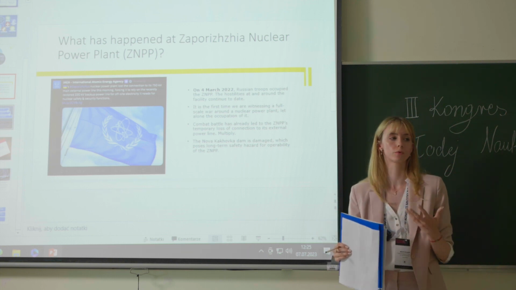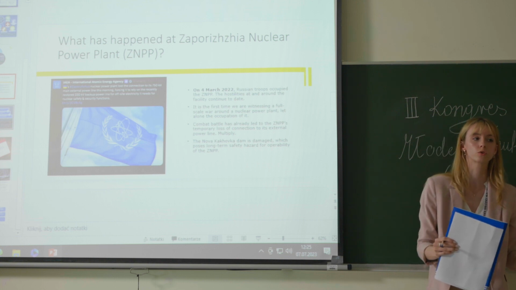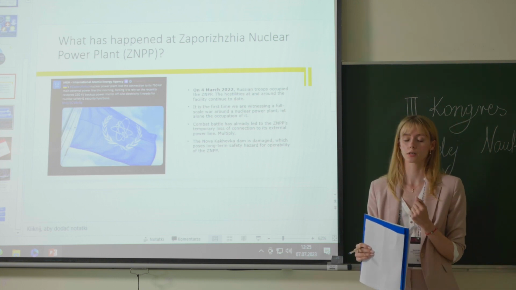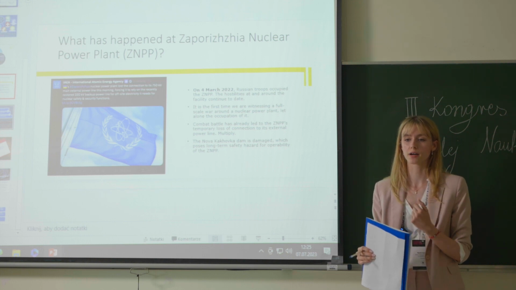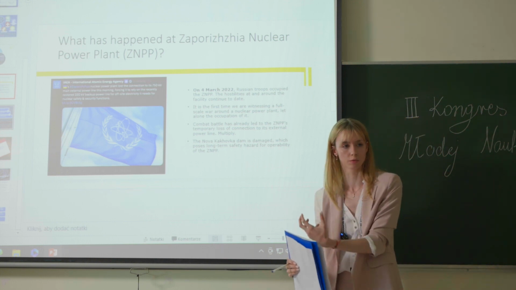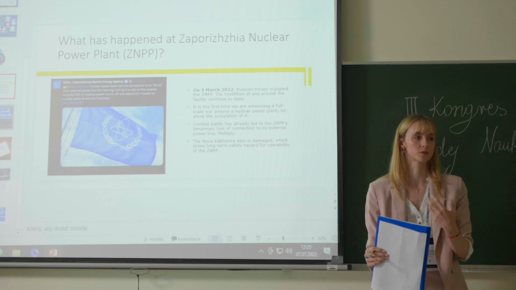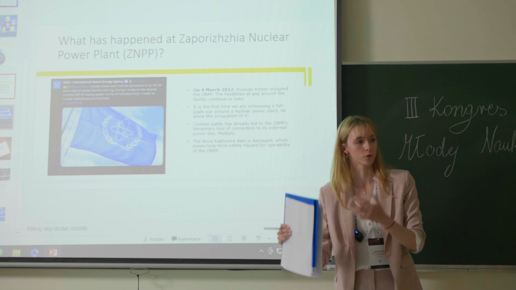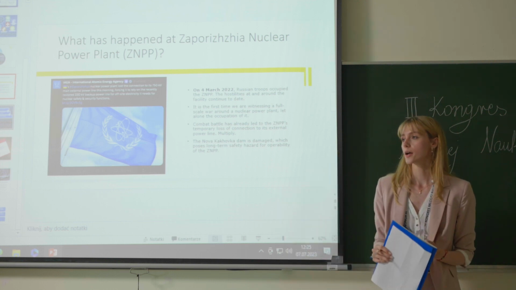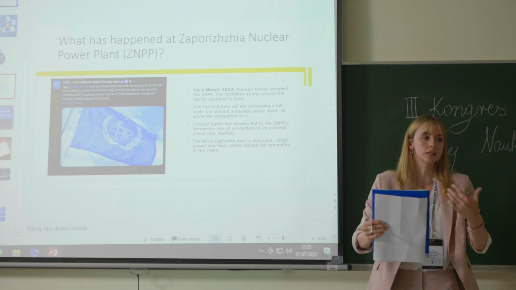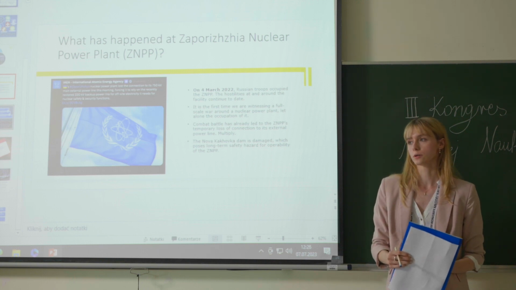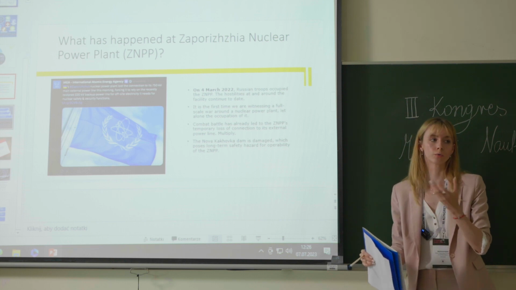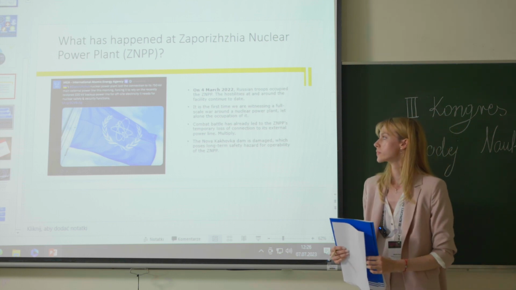It is also, for example, the access to the external power line, because the external power line provides electricity for the cooling system of the plant. Now, if the cooling system isn't working, then it can lead to the meltdown of the reactor core, and it potentially may lead to the contamination of the area in case the reactor core is melted.